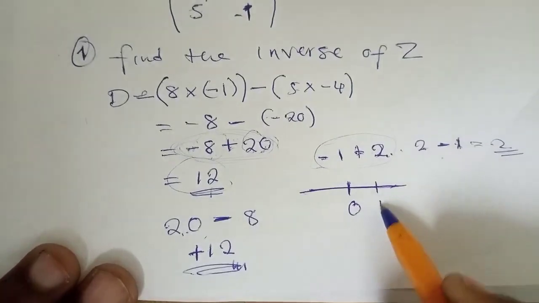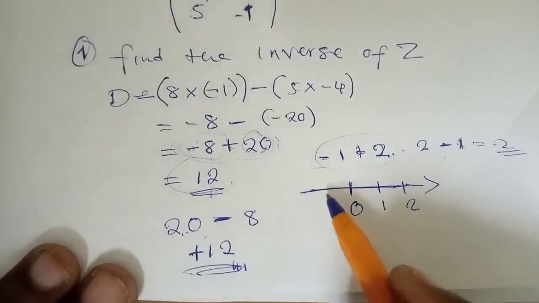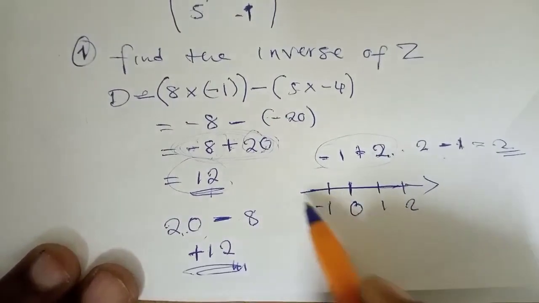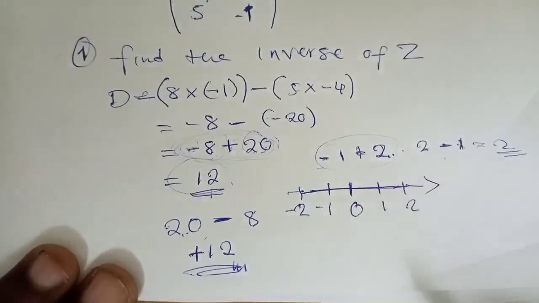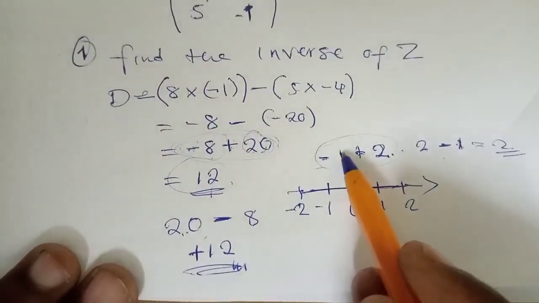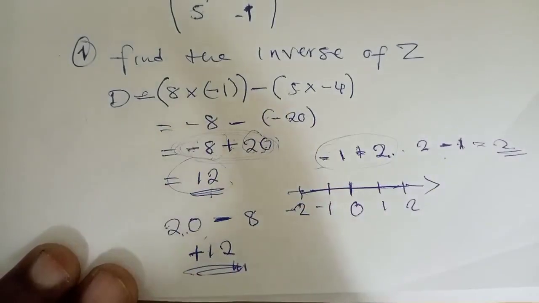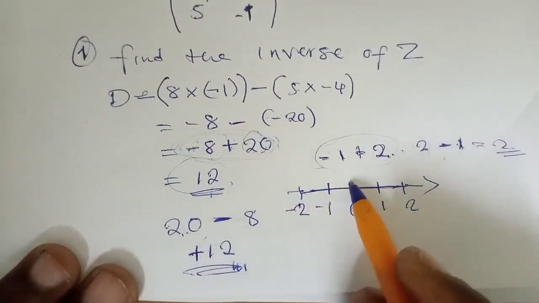So then you find that it is 1, 2, positive 1, like that, positive 1, 2. So here, negative 1, then negative 2, like that. So if you find it difficult, you can use this one. They're asking you to go to the negative side 1 time. And don't forget that you start from 0.